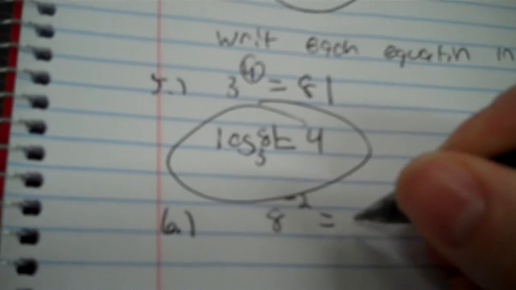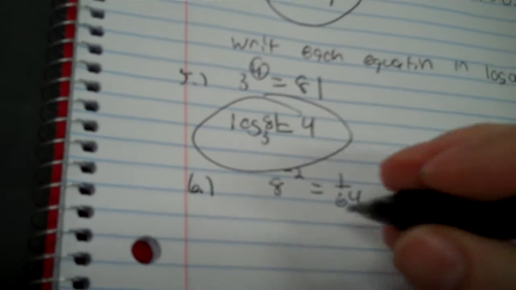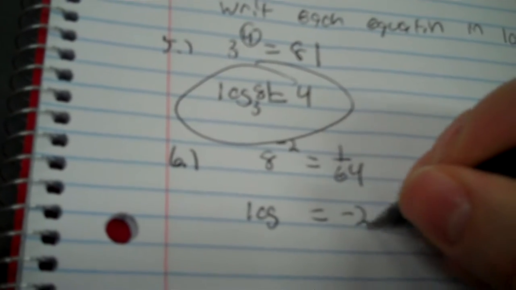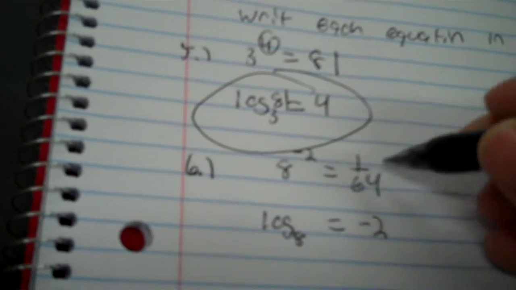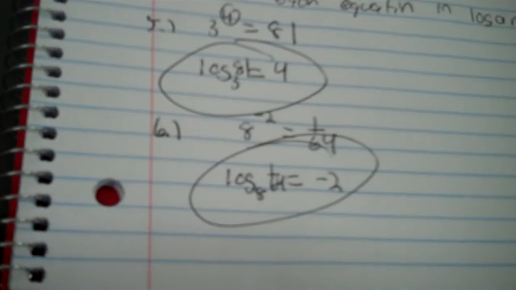8 to the negative 2nd power equals 1 over 64. So I write log, remember that negative 2 is all by itself. And the base of the negative 2, 8 goes here. And then our product 1 over 64 goes right there. Okay. Next one. Evaluate each logarithm.